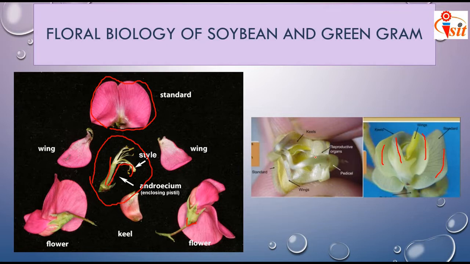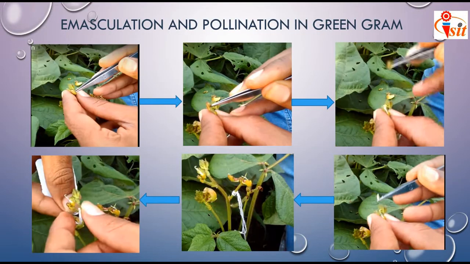The condition of androecium here is diadelphous, with one stamen free and nine anthers arising from the base. Okay, so this is the floral biology of soybean and green gram. Exactly the same floral biology is there in black gram flower, so I have not mentioned it here.